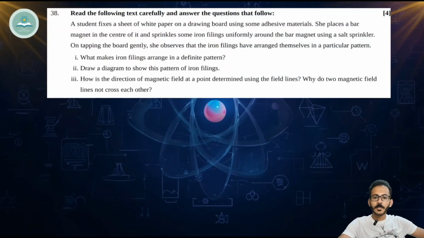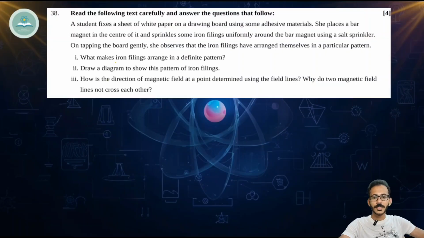A student fixes a sheet of white paper on a drawing board using adhesive material. She places a bar magnet in the center of it and sprinkles some iron filings uniformly around the bar magnet using a salt sprinkler. On tapping the board gently, she observes that the iron filings have arranged themselves in a particular pattern. We already know this.